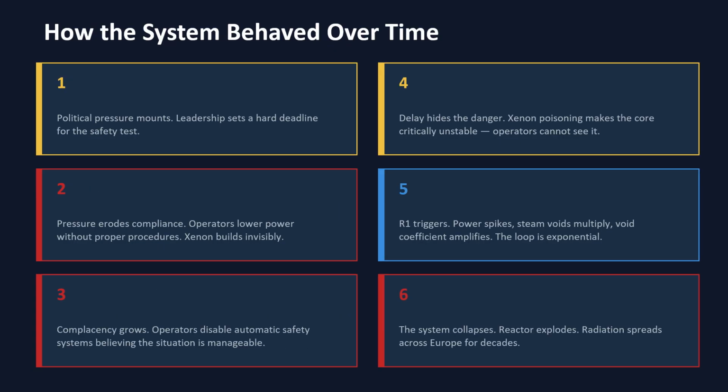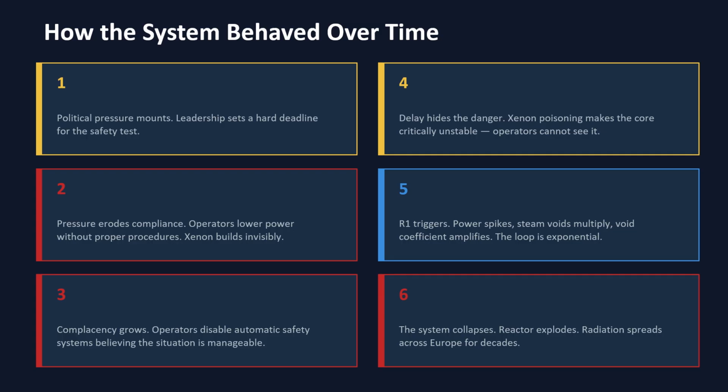Now let's put the system on a timeline. First, the political pressure builds as leadership demanded the safety test be completed on schedule. Next, the operators reduce power incorrectly, and the xenon begins to build up, but this happens invisibly. Because nothing immediately breaks, their confidence increases and complacency sets in. Safety systems are also disabled.